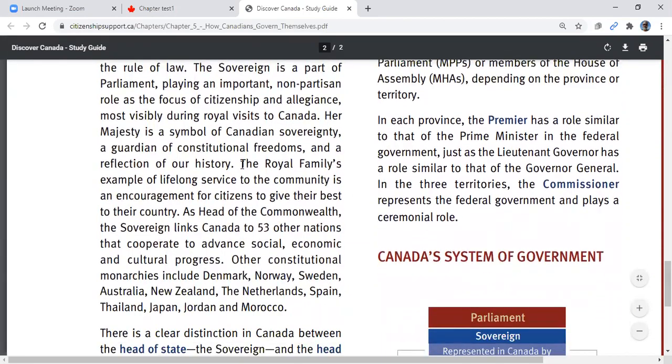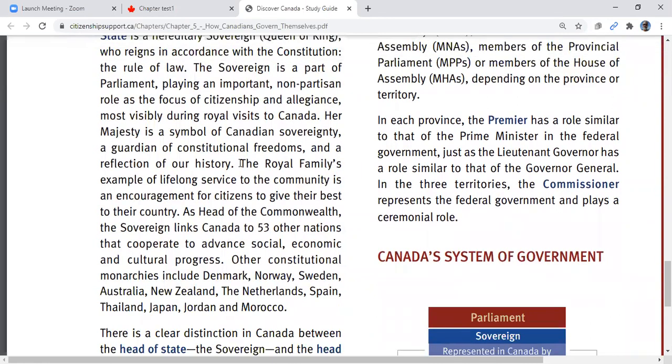Could you read this part, Diallo, where it says the royal, let's see, where did we finish here? I think we finished, oh, as head of the Commonwealth? Yeah. Oh, okay.